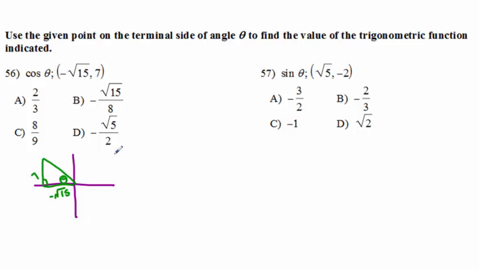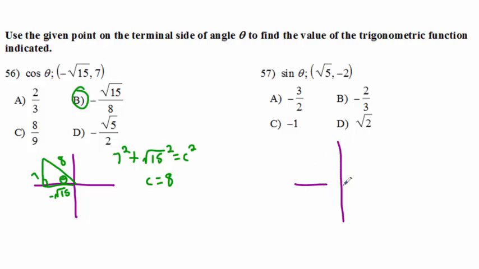To find the hypotenuse, we would do 7 squared plus square root of 15 squared equals c squared. When you do the Pythagorean Theorem, you never need to put the negative in because the negative should get squared away, and putting the negative in just makes you more likely to screw up. If you do this, c is 8. So adjacent over hypotenuse is negative square root of 15 over 8.